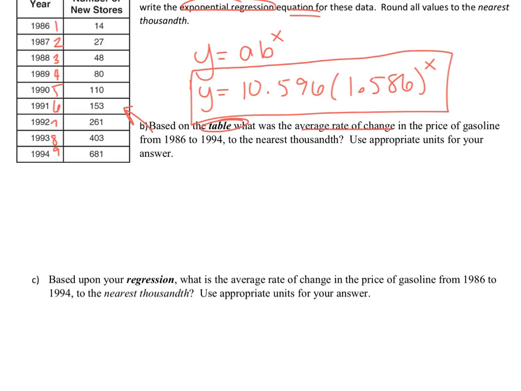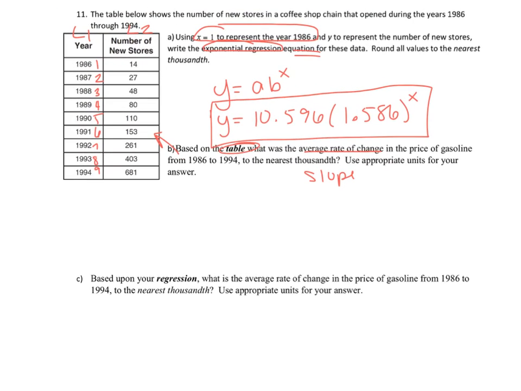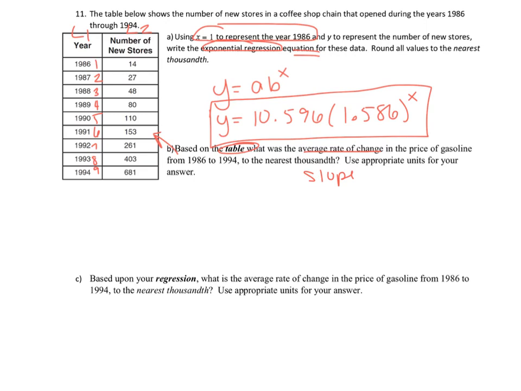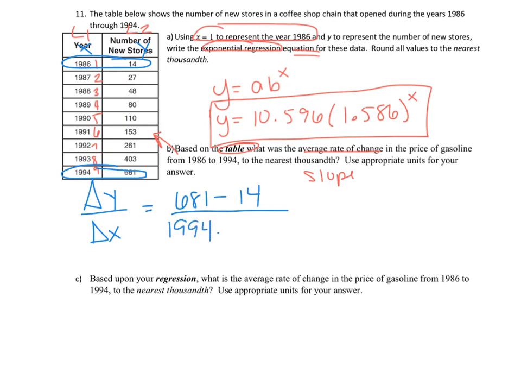When you see average rate of change, they're just talking about slope. That's it. It's very simple. You're going to look at the table, because that's what they're asking for in this part, and we're going to figure out the change in y over the change in x. They tell you what y is. They say y is the stores and x is the year. They want from 1986 to 1994, so all we care about is this and this. So the y would be 681 minus 14. You can use the 9 and the 1 or the 1986 and 1994. I just used the years just to be safe that I didn't make a mistake counting.